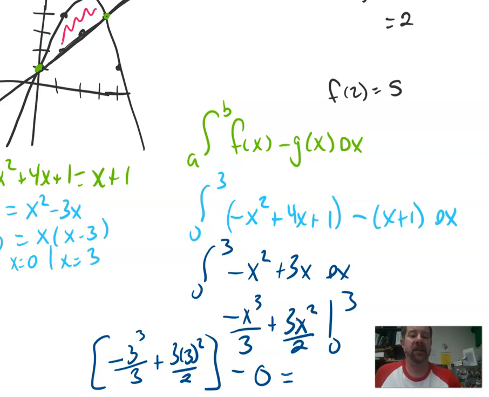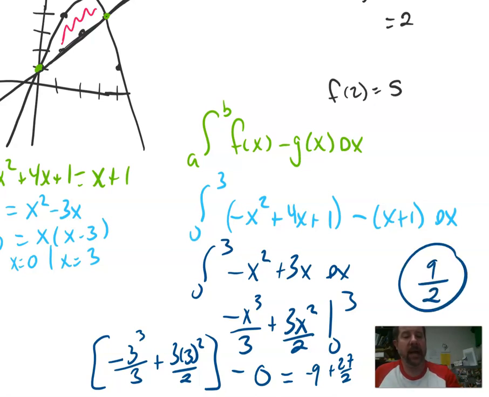All right, and so now I just need to go ahead and simplify that, and so that gives me negative 27 over 3, or negative 9, plus 27 over 2. And if you put those together, that's negative 18 halves plus 27 halves. This equals 9 halves as the answer. So 9 halves would be the area between these two curves. All right, let's do another example.